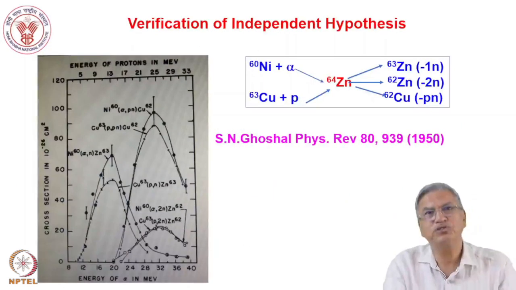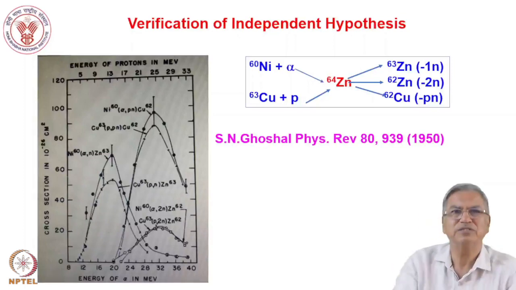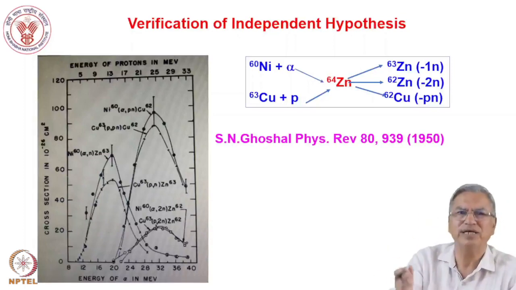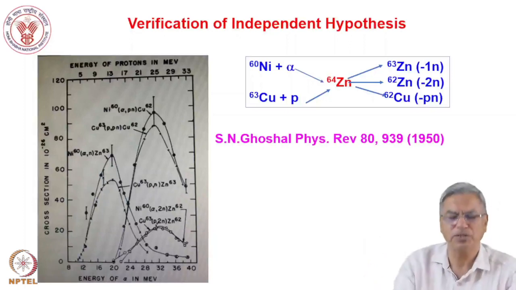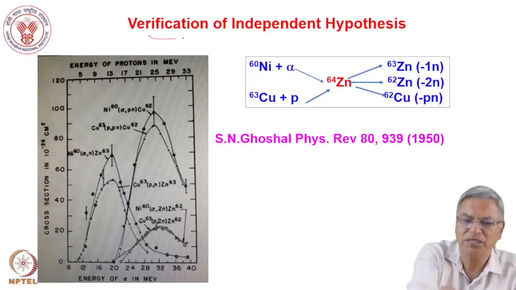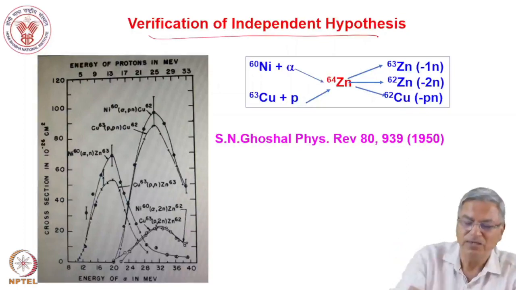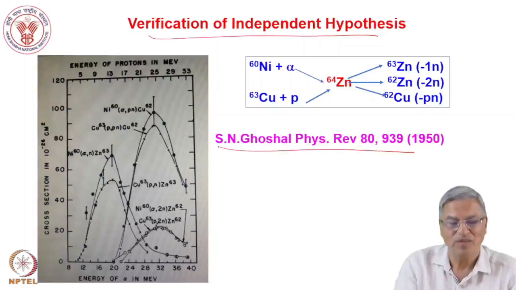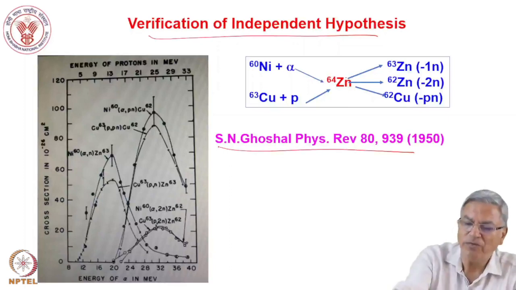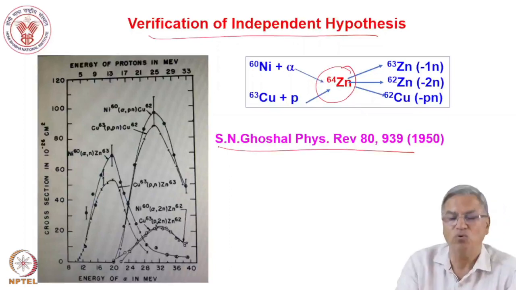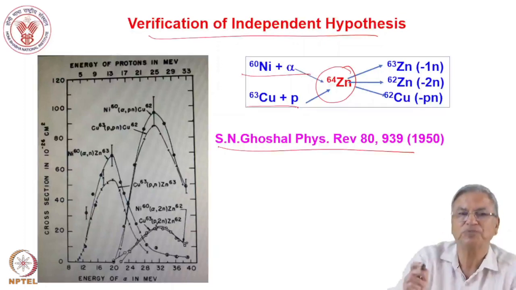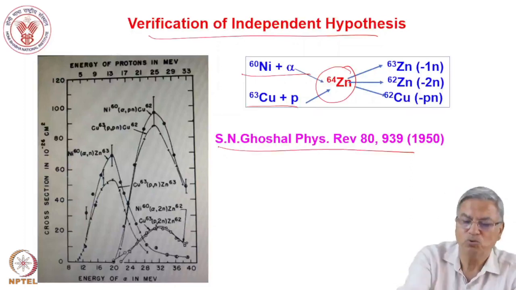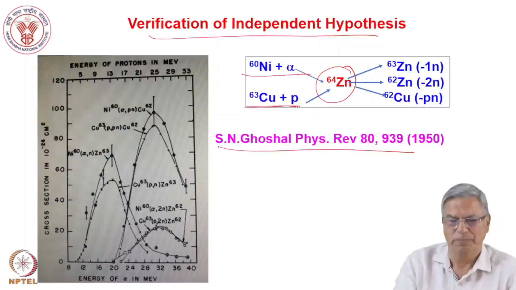The independence hypothesis I was talking about, that means the formation of the compound nucleus and its decay, these are two independent steps in the compound nuclear mechanism. This has been verified by an experiment of an Indian scientist, S.N. Ghoshal, way back in 1950. A very interesting experiment: he formed the same compound nucleus, zinc-64, by two different reactions. Alpha plus nickel-60 gives zinc-64, proton plus copper-63 gives zinc-64.